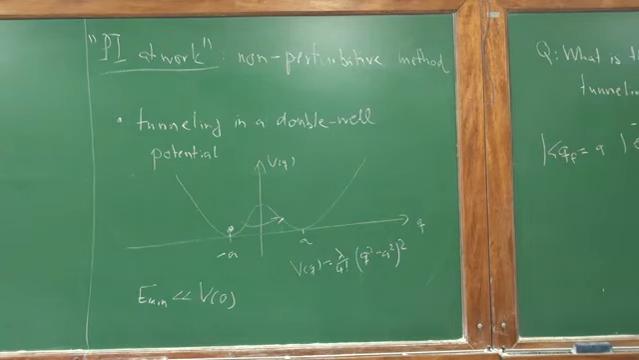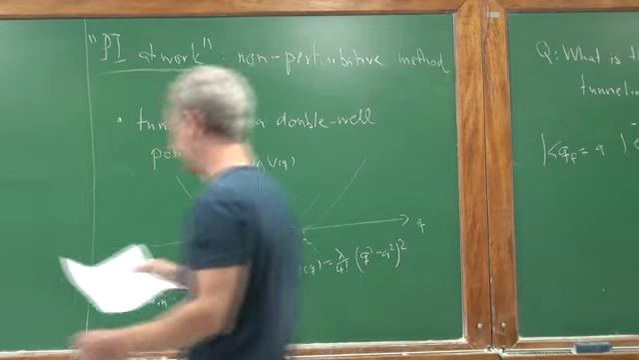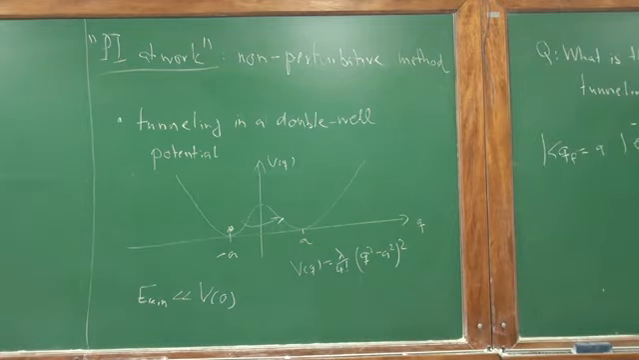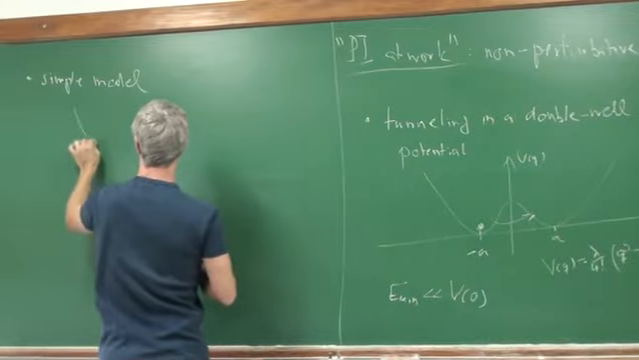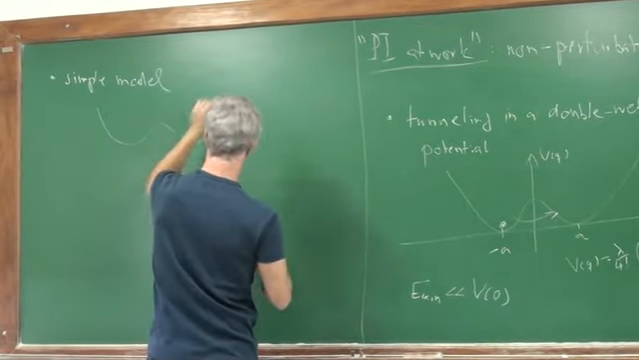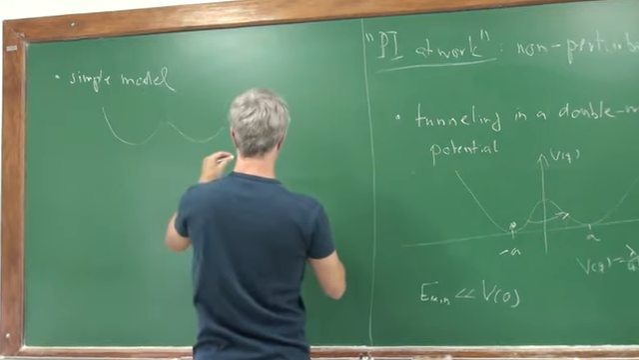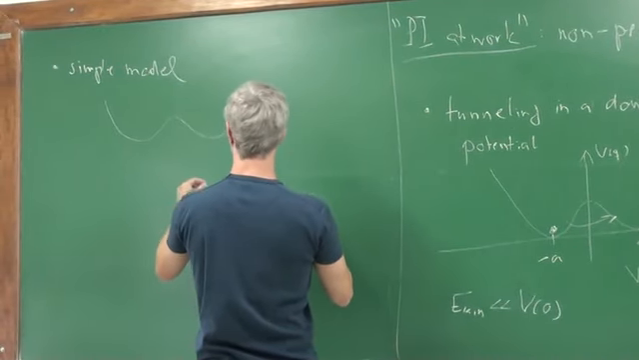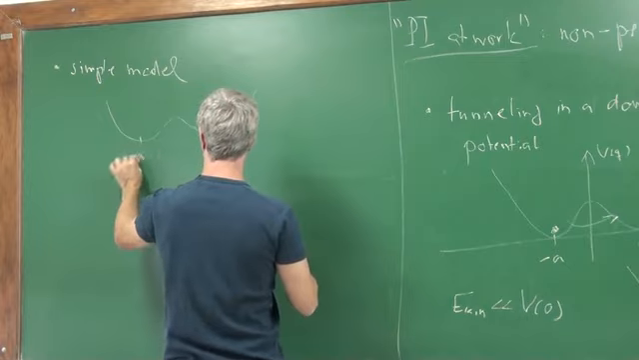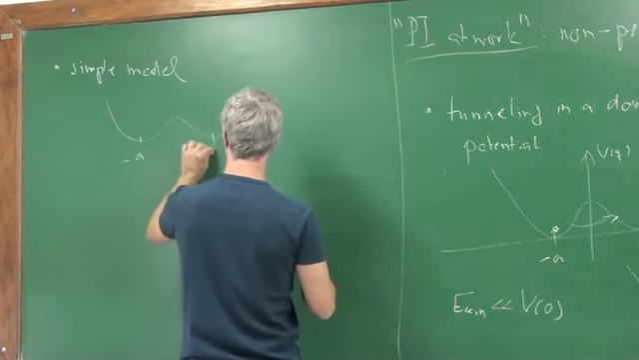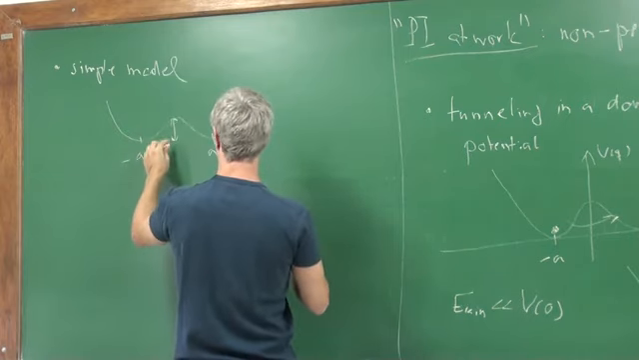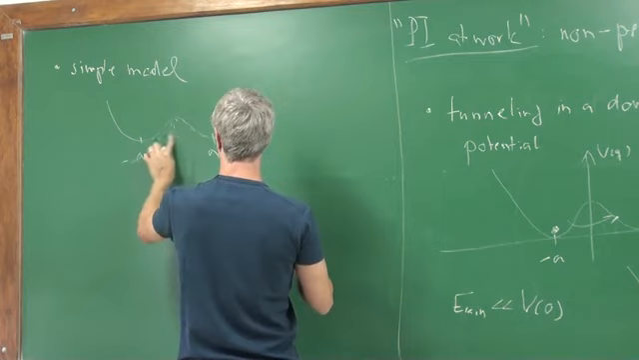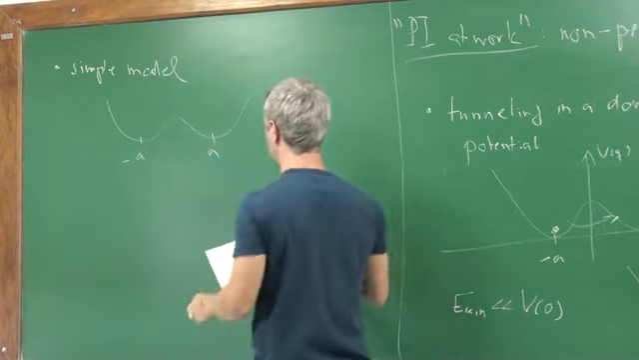So what is the simplified model? Let's consider a cartoon of this problem, which is just the following. Let me draw this double-well potential, and we have here position, minus A and A. We have here some height in energy, which is V0, and let's just consider the following.